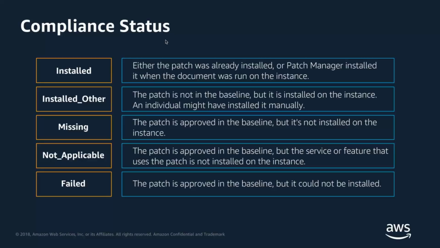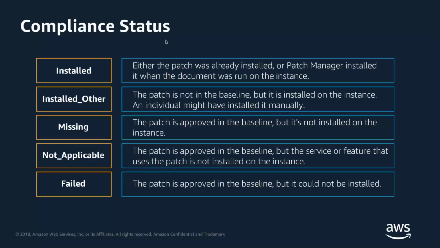Apart from this, you can also assign your own compliance statuses to the installed patches on your instances or servers using the API provided by Systems Manager. And you can also track the historical patch deployment by Systems Manager Patch Manager using our other service called AWS Config.